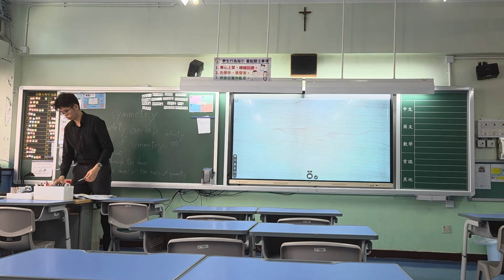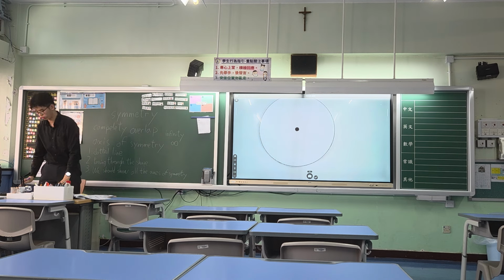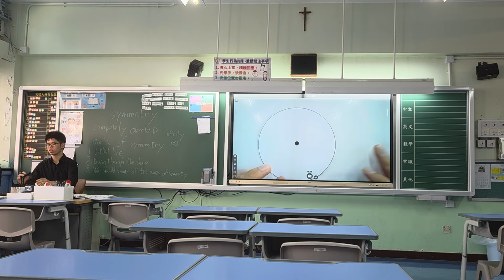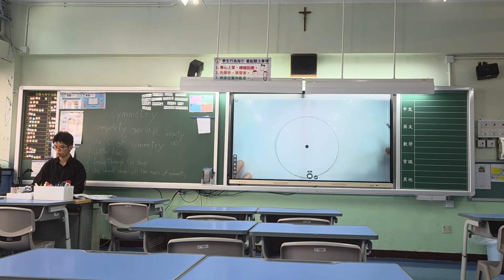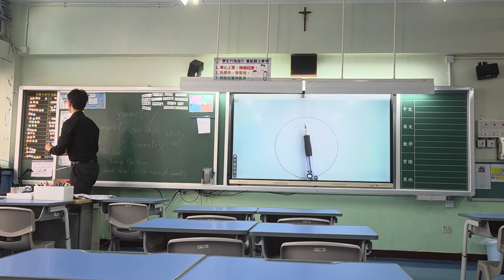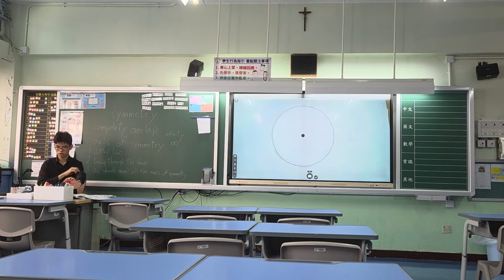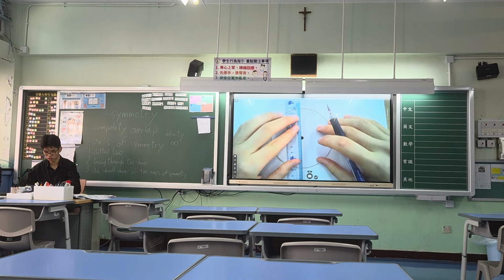Okay, let me do a demonstration here. You have learned circles in your primary 5, right? Okay, so I've got a circle here. May I ask, Chris, what is this? We call it a center, right? The black dot here is the center. Great. Okay, this is a center.